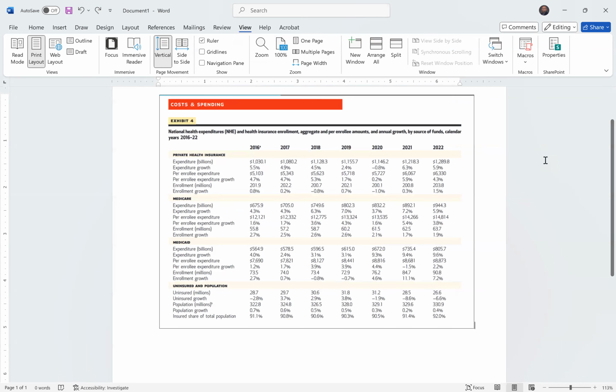This slide is from a Health Affairs article, which is on your Blackboard site. I simply took out this chart: national healthcare expenditures and health insurance enrollment from the year 2016 to 2022. That's the latest numbers we have. It's divided into basically three, and then a fourth, but let's say three big health insurance buckets: private health insurance, Medicare, Medicaid.